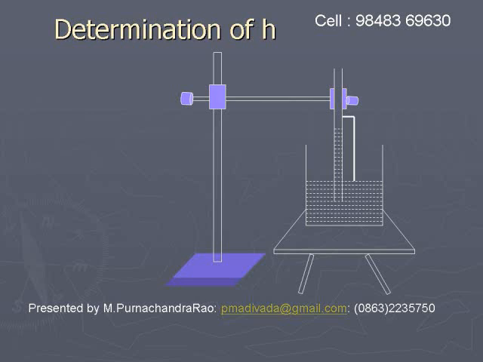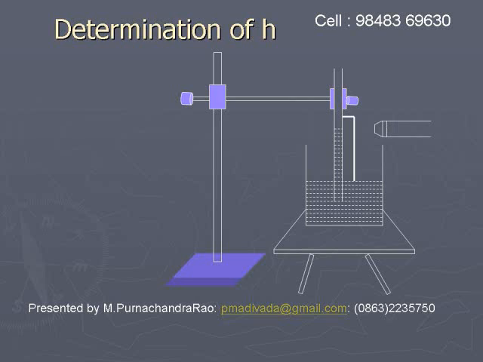Then a pin is attached to the capillary tube such that its tip just touches the surface of water. Then we notice the raised liquid column inside the capillary tube.